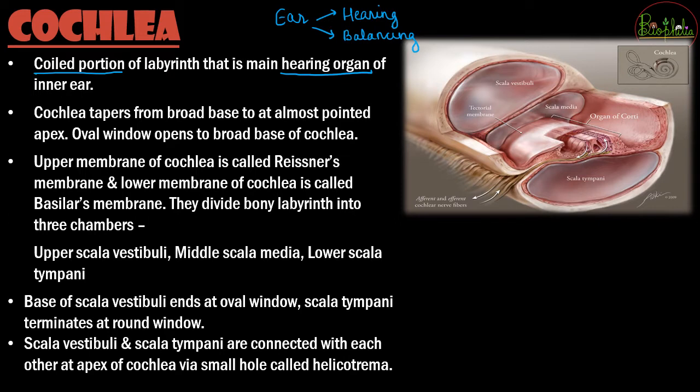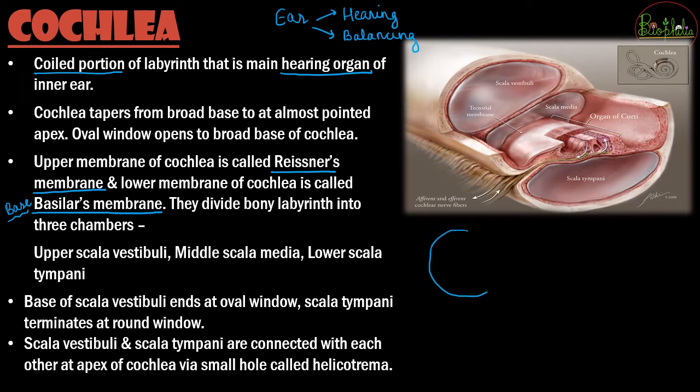The upper membrane of cochlea is going to be called as Reisner's membrane. So now these membranes' names are very important. Upper membrane is Reisner's membrane. Lower membrane is called as Basilar membrane. So basilar, you can remember as base. Basilar is similar to base. So base is nothing but the lower part. So Reisner's is upper, Basilar is lower. And these two membranes are going to divide the bony labyrinth.